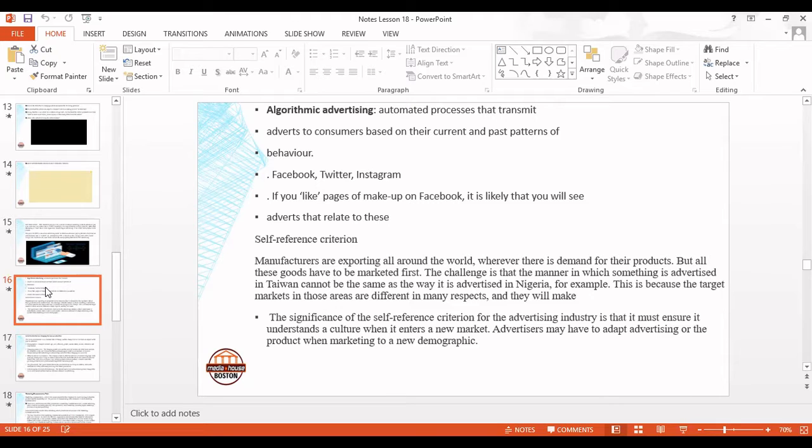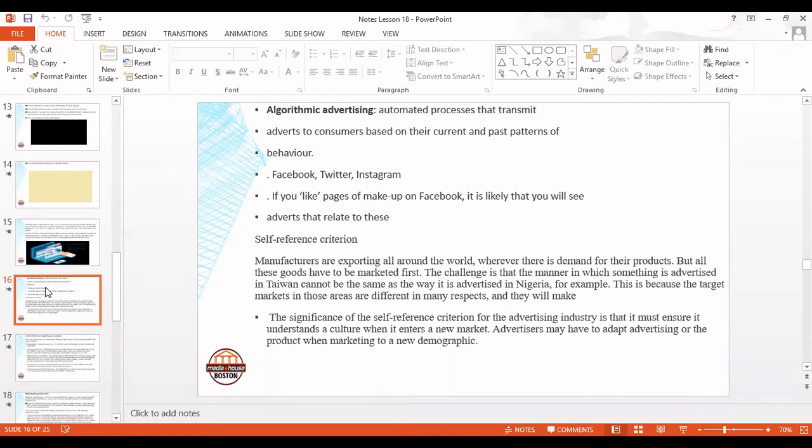Remember, there's a demand for every product. Let's say there's a demand for a product in Africa, in Asia. You need to market your product first. However, now the challenge is the way you're going to market your cell phone here is going to be different from the way you're going to market it in Japan or in the United States. And the way you're going to advertise that cell phone is going to be different from the way you advertise in Washington, D.C., and the way you advertise in Eastern Cape. Why? Because the target markets in these two different areas are different in many respects.